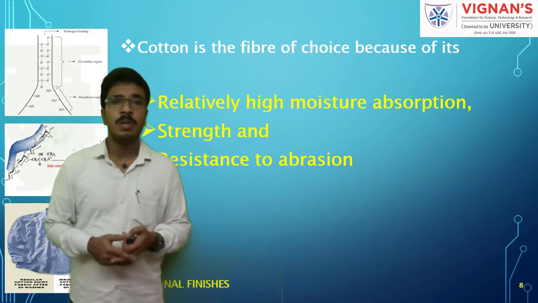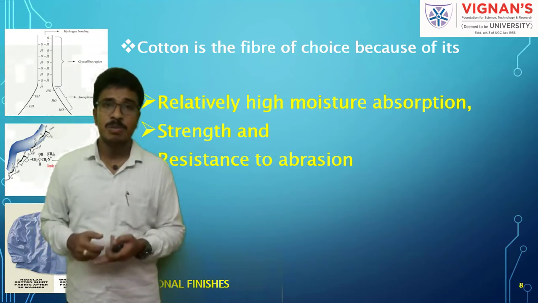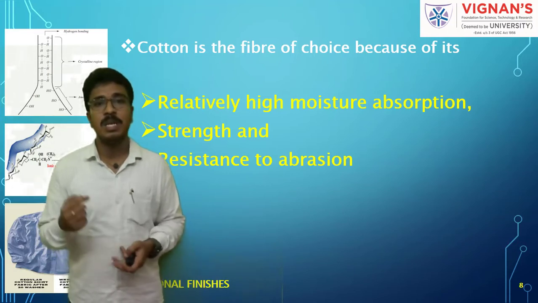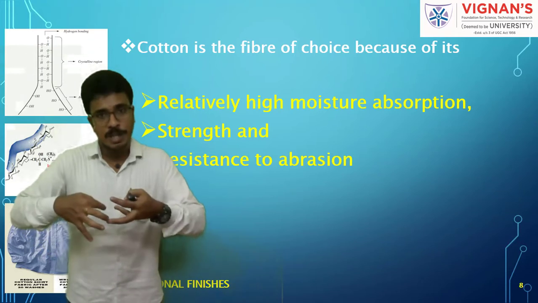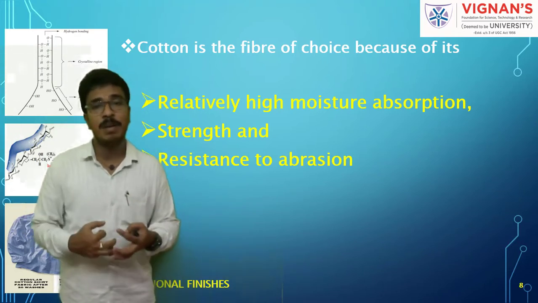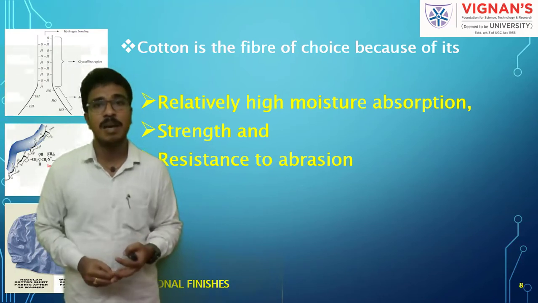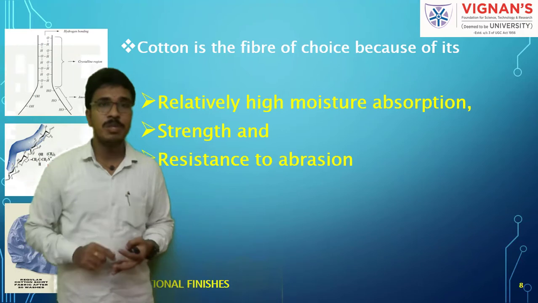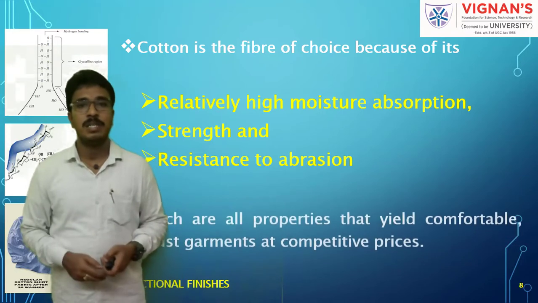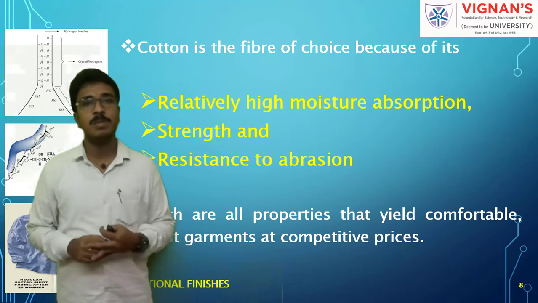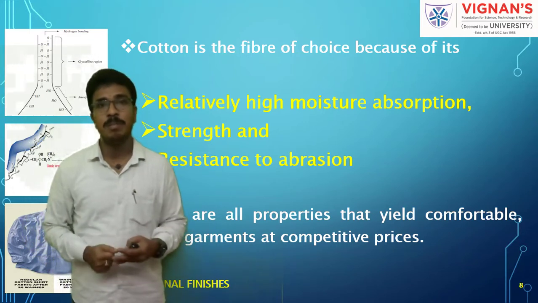Okay. So the cotton fiber, we are using most of the time because of its high absorption, strength and resistance to abrasion. And how is this absorption coming? That is because of this irregular arrangement of polymeric chains, which creates gaps in the fiber structure. That's why cotton has such high moisture absorption. And when it comes to strength, how is strength coming? That is because of the close packing of polymeric chains. And also it has resistance to abrasion. So by having all these properties, cotton yields comfortable and robust garments at competitive prices.